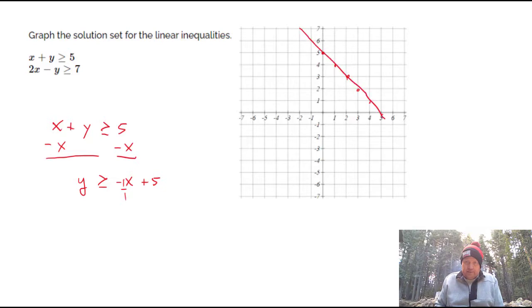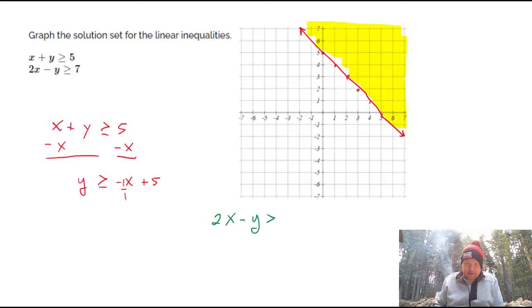And let's go get the shading on this particular line. It's shaded greater than or equal to, so it's going to be shaded above. And that doesn't mean that this is our answer. It just means part of this is what solves the first inequality. Let's go graph the second one. I'm going to turn this one into slope-intercept form also. This will take a couple of steps.